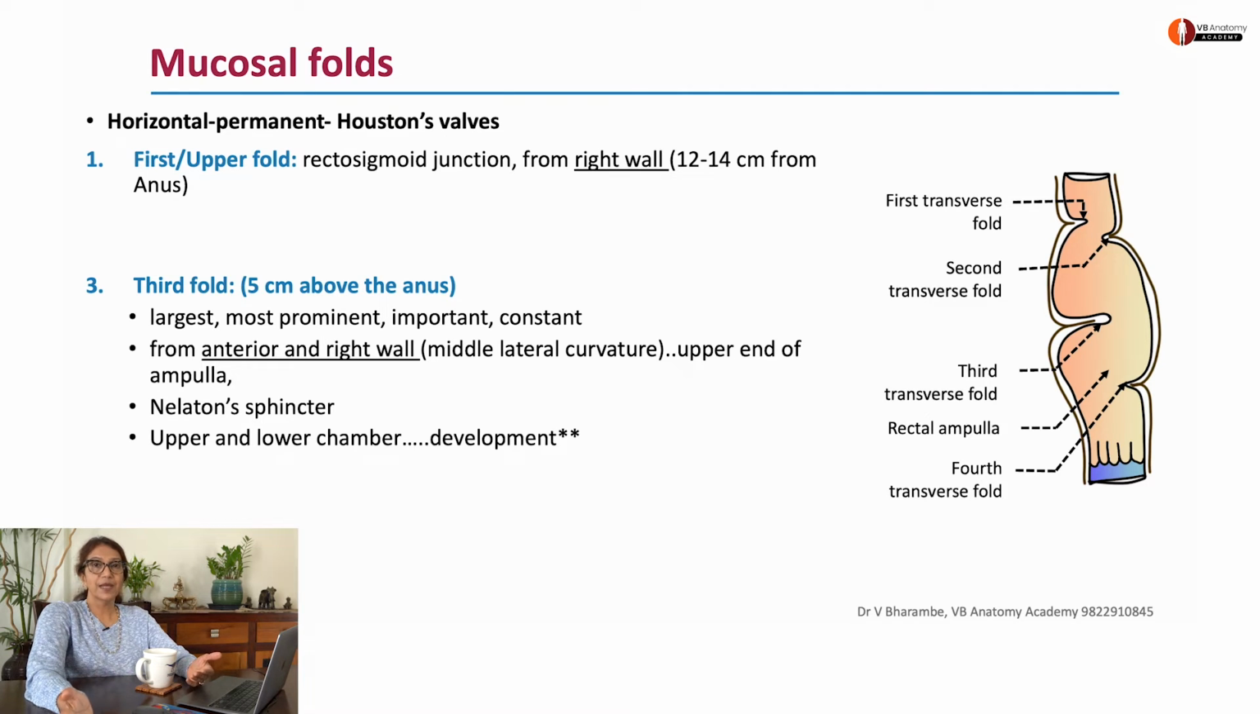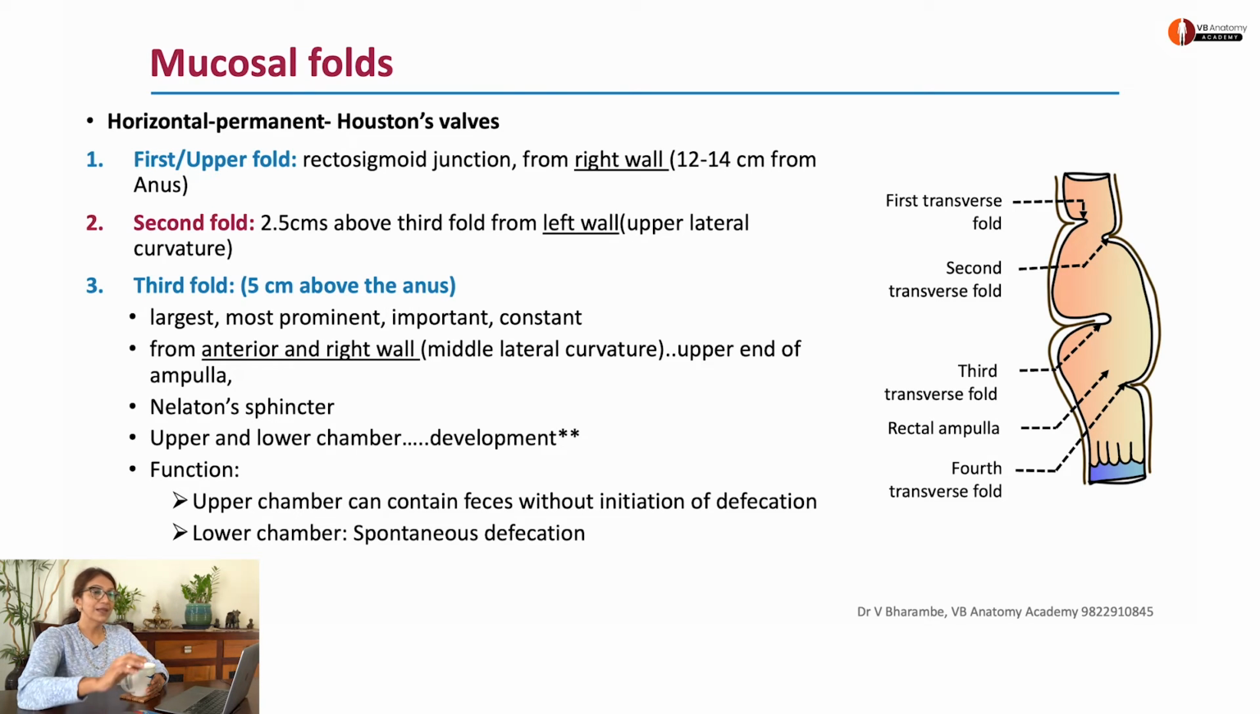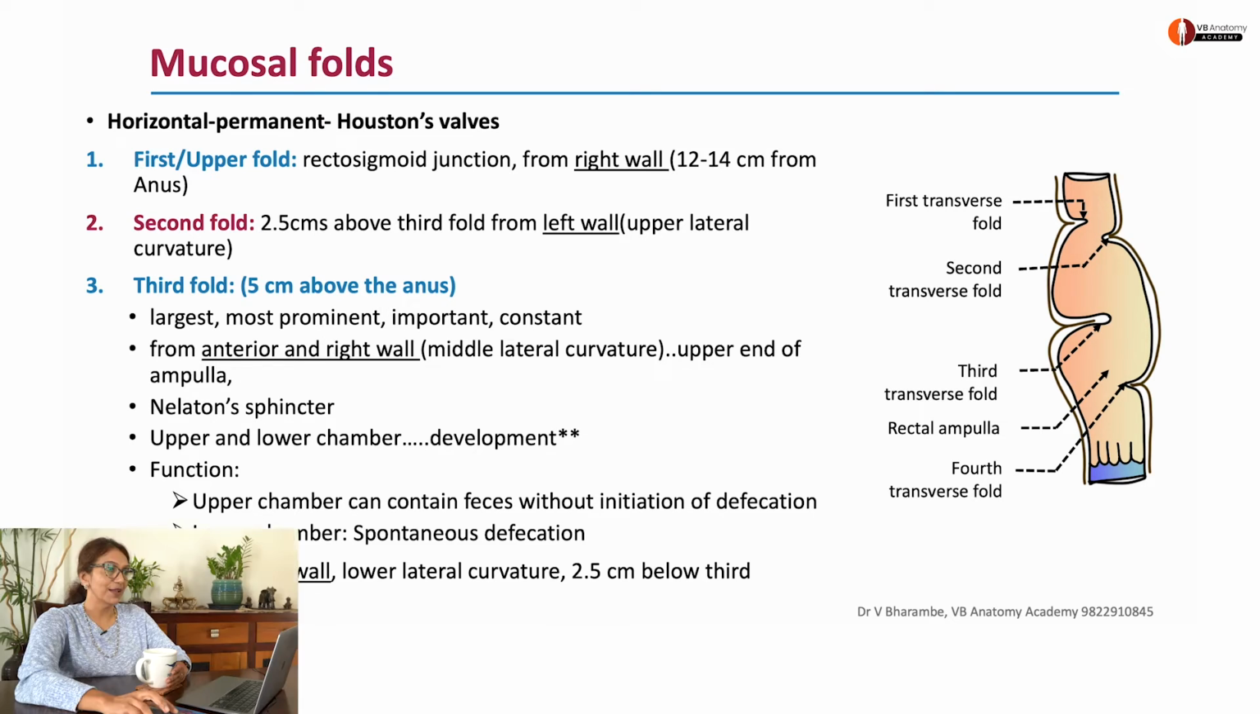What does it do? It helps to developmentally divide your rectum. Remember, the middle rectal valve: the part above is pre-allantoic hindgut, the part below is post-allantoic hindgut. But it functions as a chamber for holding the fecal matter, supporting the column of feces without initiation of defecation. If the fecal matter passes into the lower chamber, there is spontaneous defecation. The second and the fourth folds are 2.5 cm above and below the third Houston's valve.